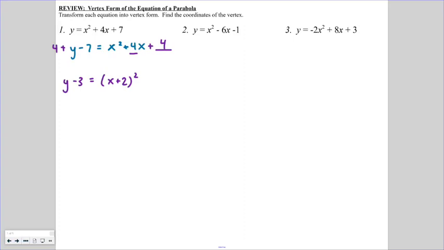So the equation in vertex form is y minus 3 is equal to x plus 2 squared. And our vertex here is just negative 2, positive 3. Okay, with a stretch of 1 if we were going to go about graphing this.